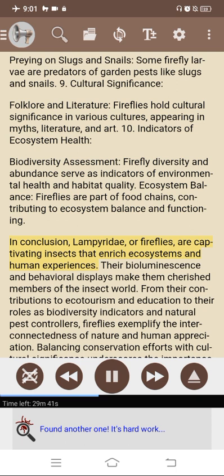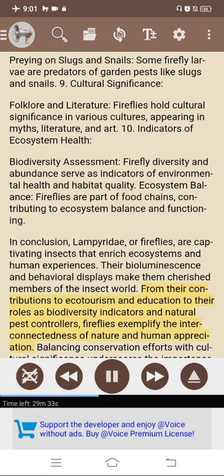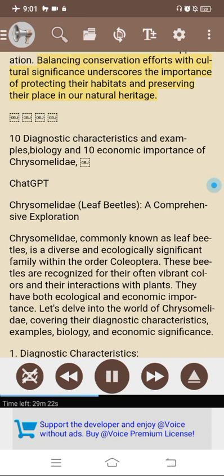In conclusion, Lampyridae, or fireflies, are captivating insects that enrich ecosystems and human experiences. Their bioluminescence and behavioral displays make them cherished members of the insect world. From their contributions to ecotourism and education to their roles as biodiversity indicators and natural pest controllers, fireflies exemplify the interconnectedness of nature and human appreciation. Balancing conservation efforts with cultural significance underscores the importance of protecting their habitats and preserving their place in our natural heritage. 10 diagnostic characteristics and examples, biology and 10 economic importance of Chrysomelidae.